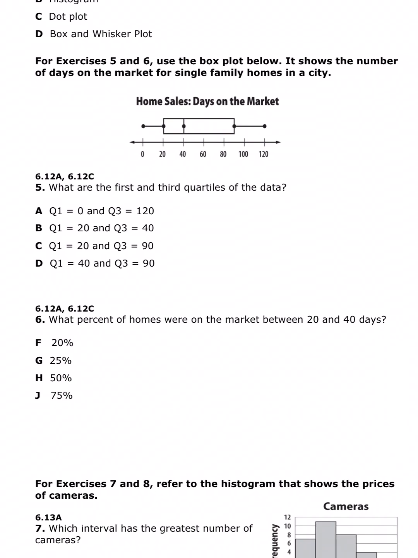For exercises 5 and 6, use the box plot below. It shows the number of days on the market for single-family homes in a city. Home sales, days on the market. Number 5, what are the first and third quartiles of the data? Number 6, what percent of homes were on the market between 20 and 40 days?